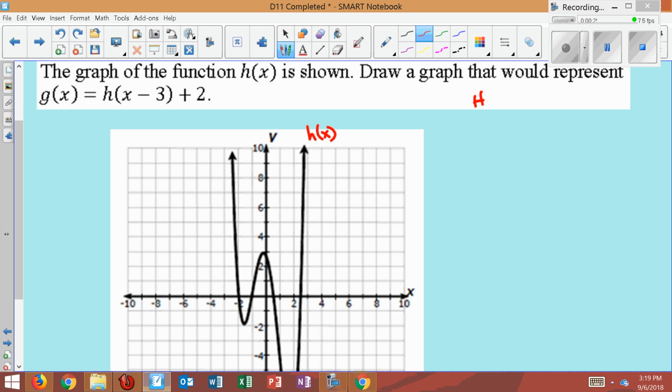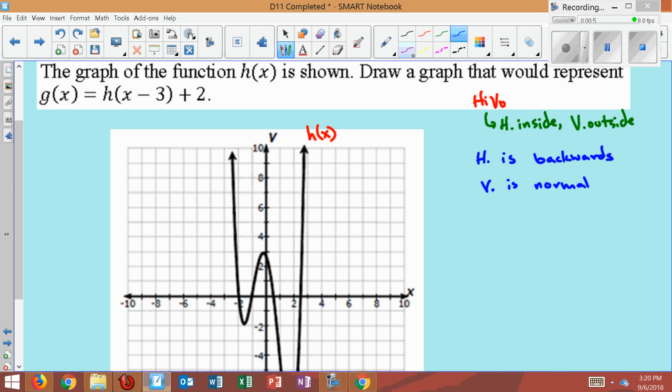We have two rules. We have HIVO, which means horizontal is inside, vertical is out. So horizontal inside, vertical outside. Secondly, we also have the other rule that horizontal is backwards or opposite, and vertical is normal. Okay, so let's come over here.